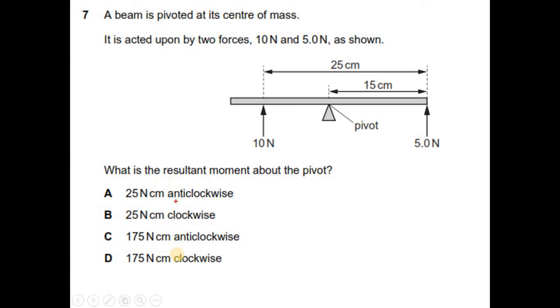So we need to find the resultant moment. We have a pivot here and this is the rod, distances are given. This force is acting upward, that means about this pivot the 10 Newton force is going to create a clockwise moment, and this 5 Newton force is going to rotate the rod about the pivot anti-clockwise.